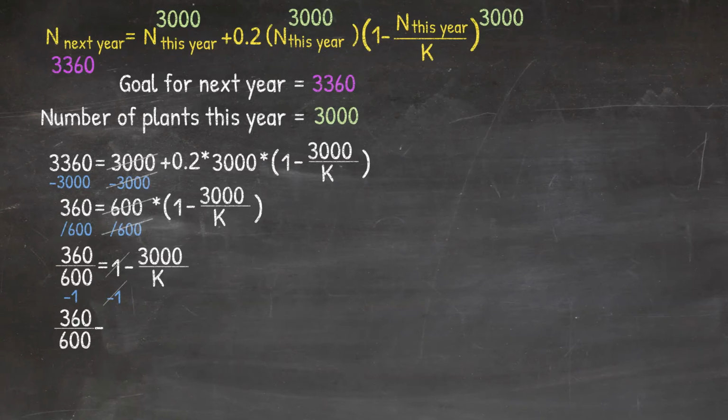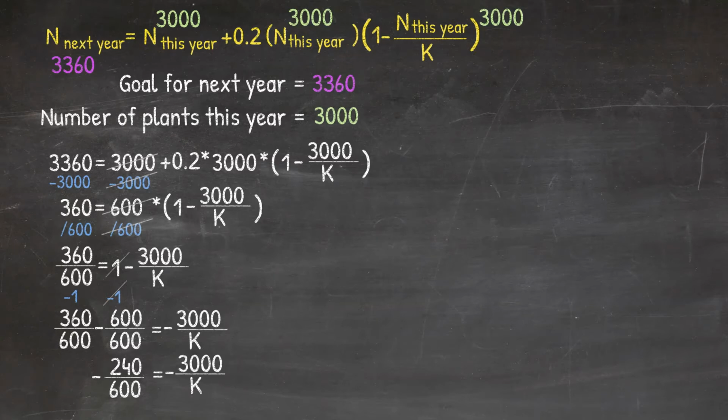As we know, 1 is the same as any number divided by itself. So in order for us to operate on fractions, let's replace 1 with 600 over 600. That equals what we have on the right-hand side, minus 3,000 over K. When we perform the operation on the left-hand side, 360 minus 600 in the numerator equals negative 240, and in the denominator, we have 600. And that equals negative 3,000 over K.